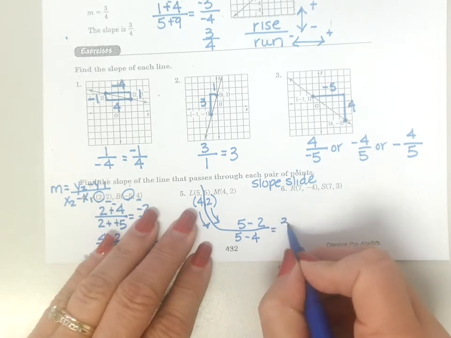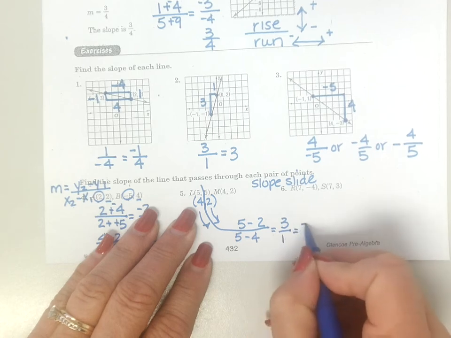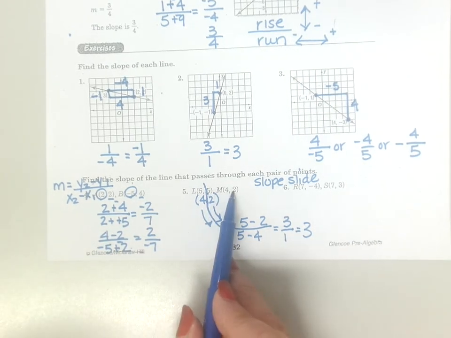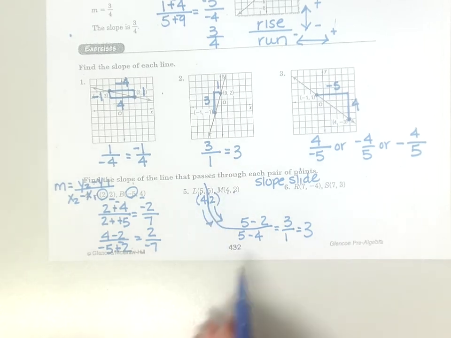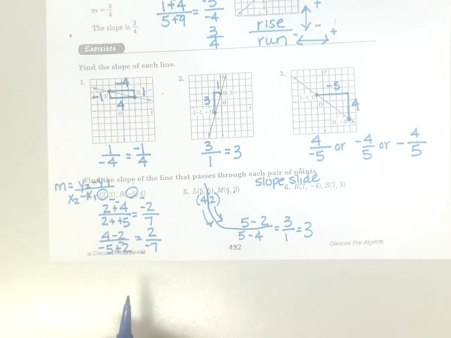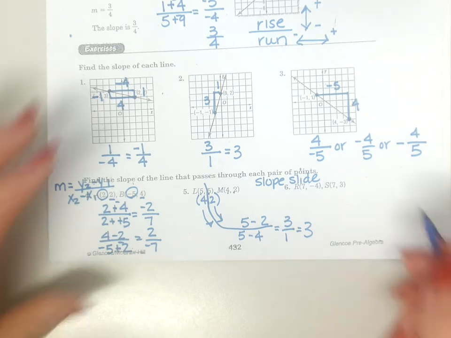5 minus 2 is 3, 5 minus 4 is 1, 3 over 1 is 3. That's no different than saying 5 minus 2 here, 5 minus 4 here. It's exactly what we did. It just makes sure that it's in the right spot. Because sometimes people will accidentally put the x's on the top and the y's on the bottom. You have to make sure the y's are on the top.